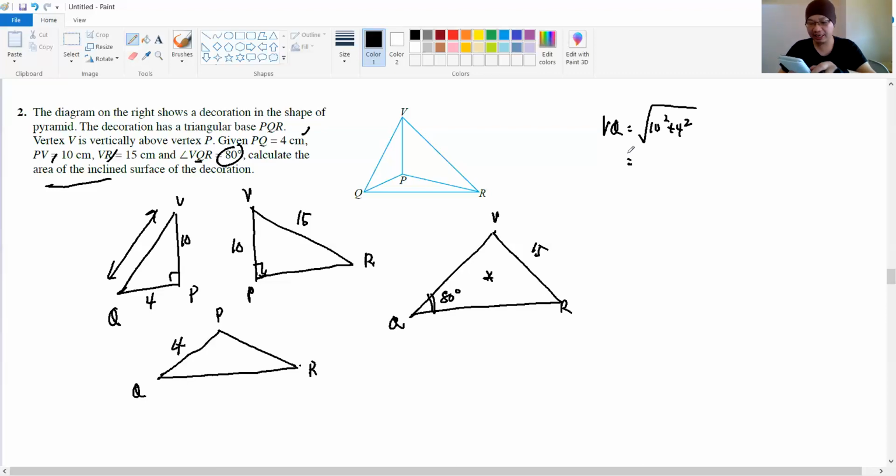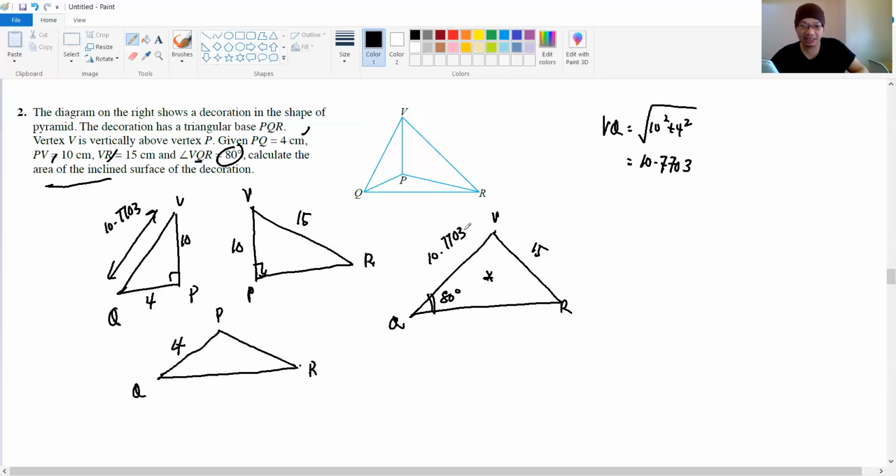So 2 square root 29. I convert into decimal, it will become 10.7703. Okay, so this is 10.7703. Now look at the other VQ. We have VQ here. Yes, this is your VQ here. Update.